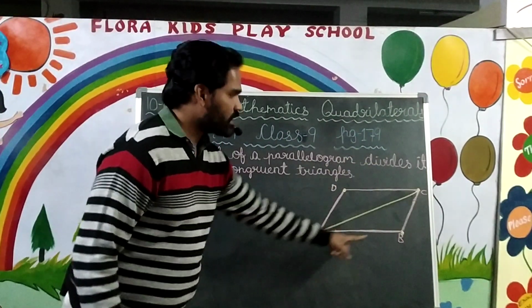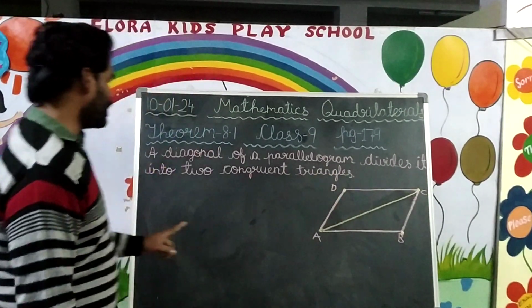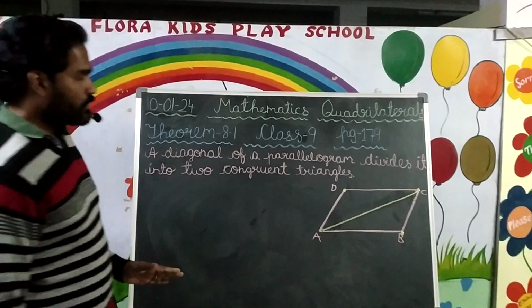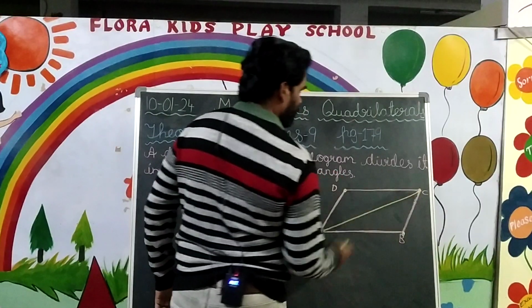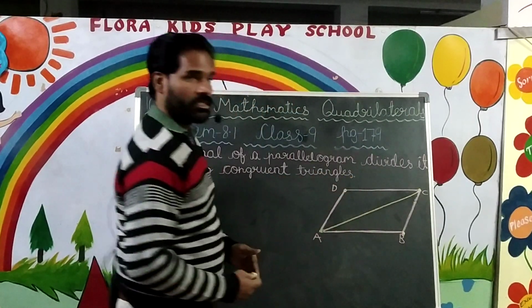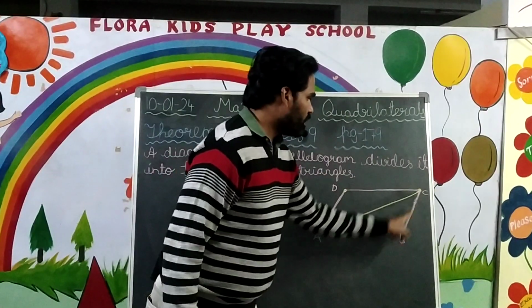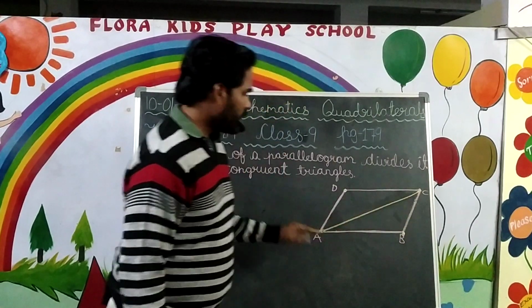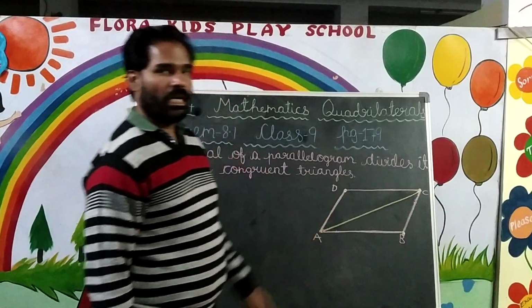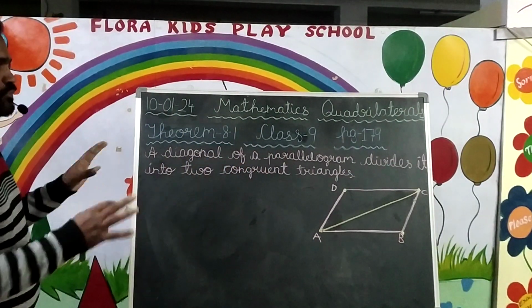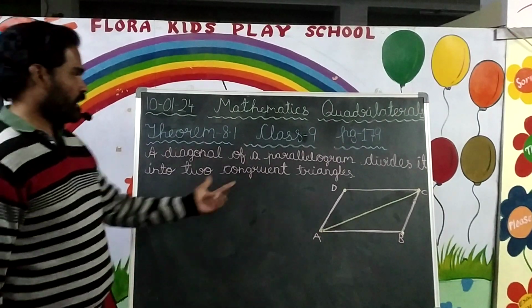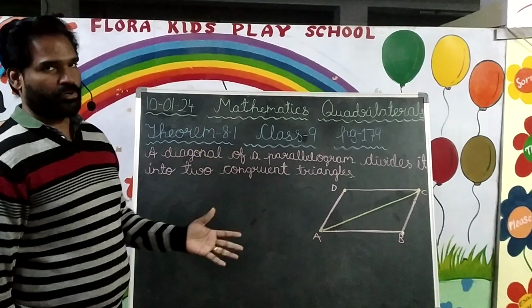One diagonal of a parallelogram divides the same parallelogram ABCD into two congruent triangles. After drawing this diagonal AC, we can see that two triangles are formed. One is the triangle ABC and the other is the triangle ADC. ABC and ADC are the two triangles that are formed. And what kind of triangles are they? They are said to be congruent triangles.